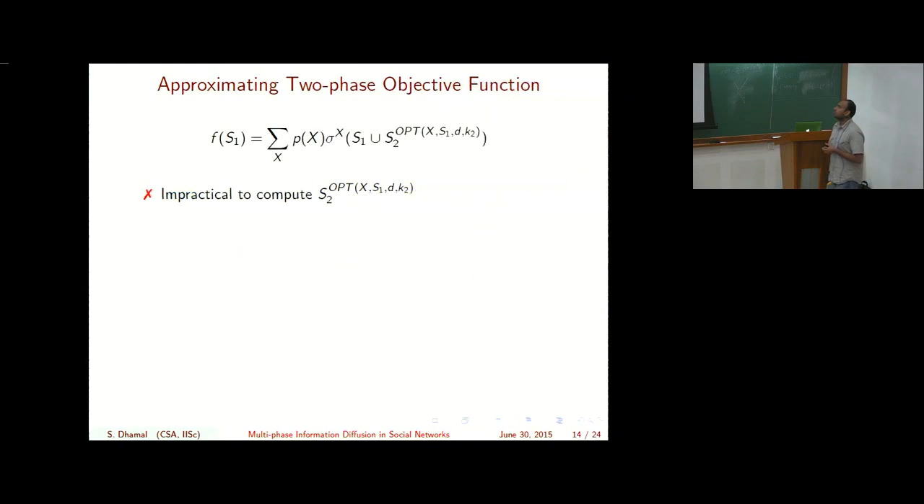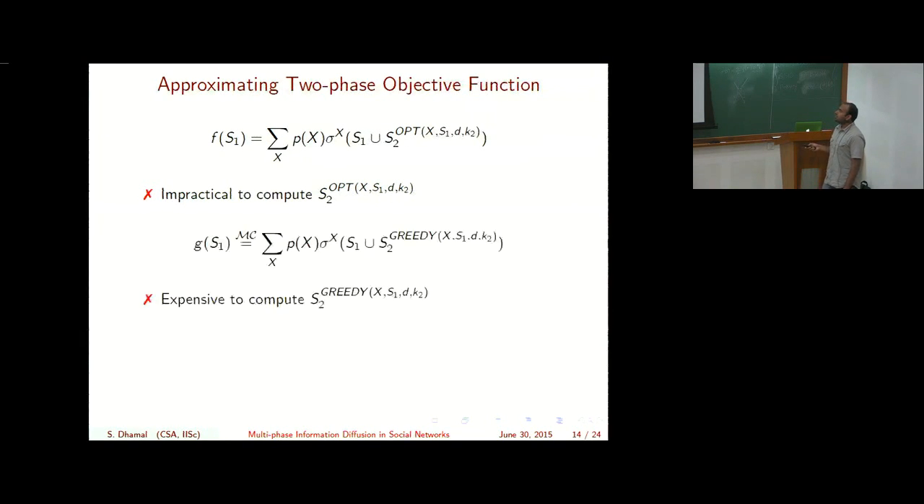So this was our original objective function. As I said, it's impractical to compute this particular term. So in the literature, people have proposed a greedy algorithm, which gives a 63% guarantee on the optimal solution. The problem is that even this algorithm is not practical. Even this takes a lot of time to compute.